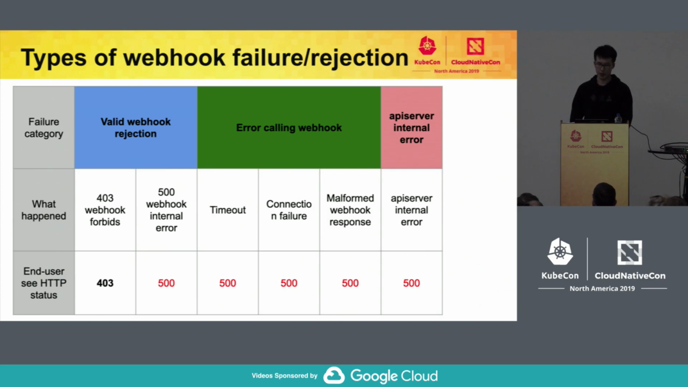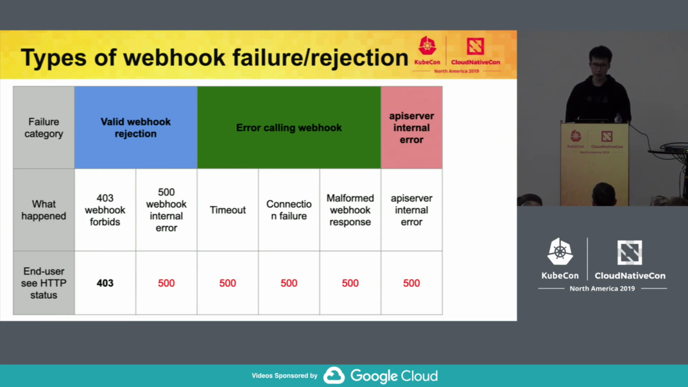Another valid webhook rejection is actually a 500 internal error to the webhook backend. If the webhook backend hits the internal error but is still able to compose an admission response, it will send the API server a 500 internal error. In this case, the API server will also surface the error to the end user. So the end user will get a 500 specifying the webhook denied the request.